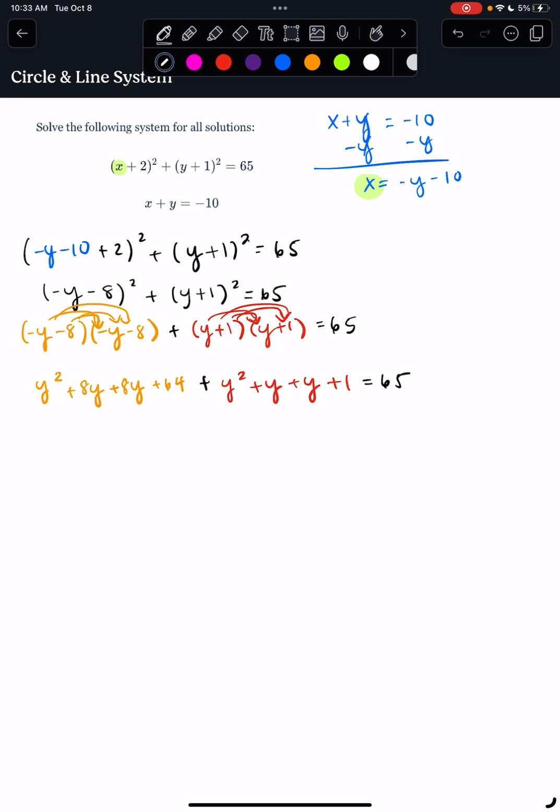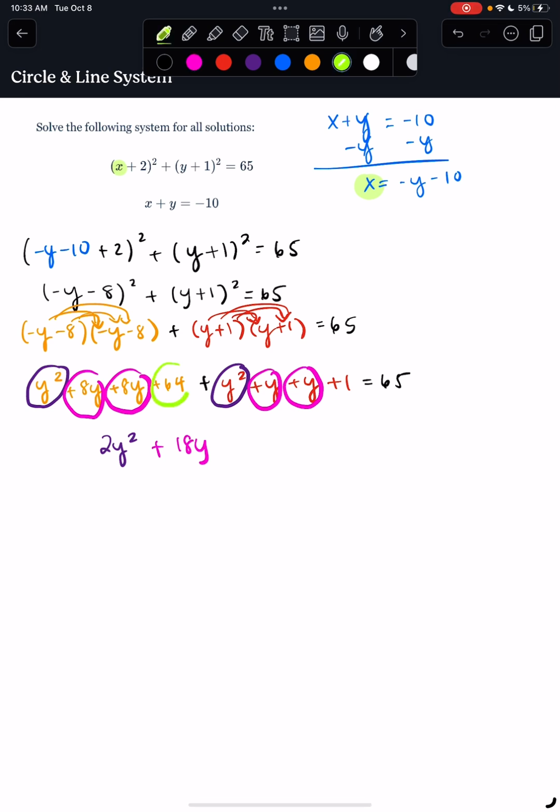combine like terms. So there's a lot of like terms that we can combine here. So let's circle the like terms. So we have a y squared and a y squared. So this is going to give me 2y squared. We have, I'm going to try to do it in different colors, an 8y, a positive y, and another positive y. So this is going to leave us with 18 y's. And then we have a 64 and a 1. So this is plus 65. And we'll set this equal to 65.